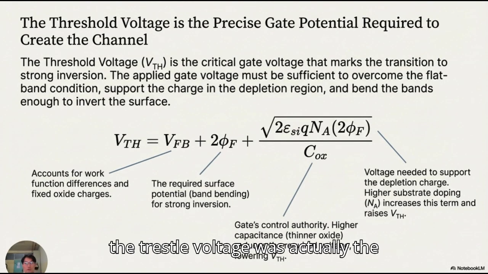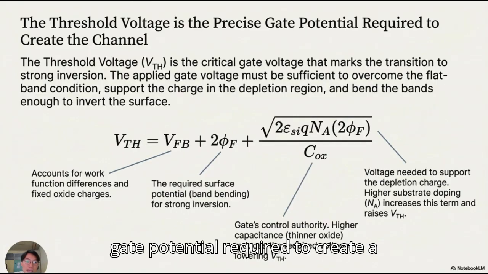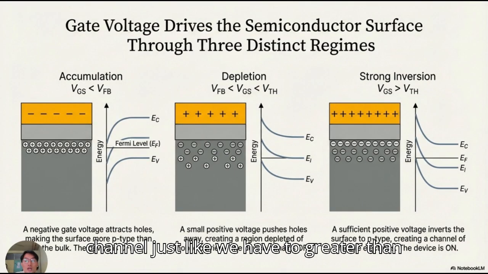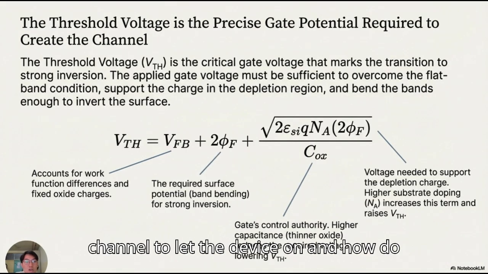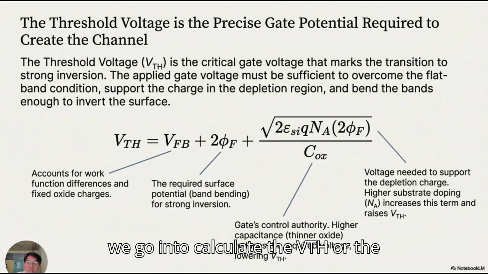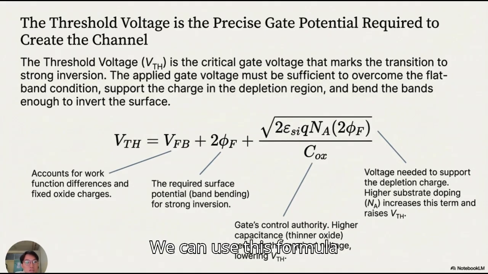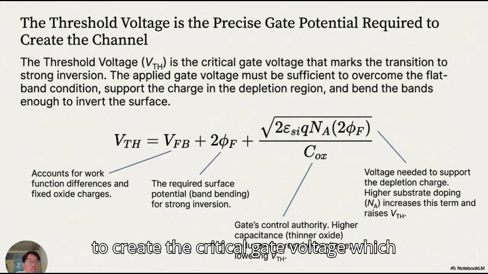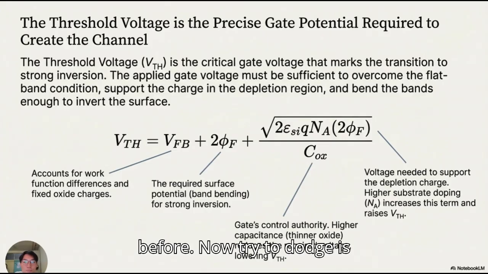Okay, so what actually is the threshold voltage? The threshold voltage is the precise gate potential required to create a channel. We have to go greater than it so that we can create the channel to let the device turn on. And how are we going to calculate the VTH, the threshold voltage? By using this formula, we can get the critical gate voltage, which marks the transition to strong inversion as shown in the graph before.